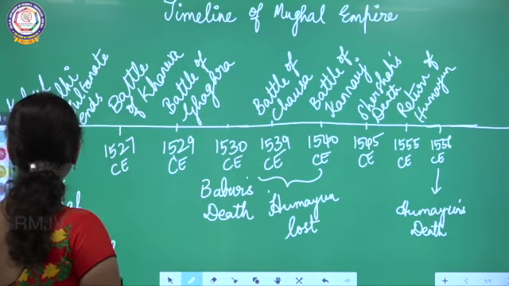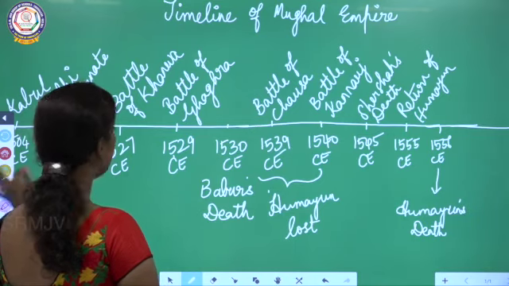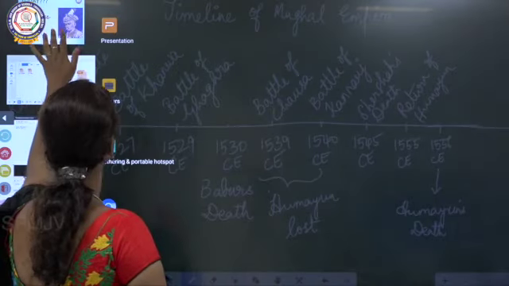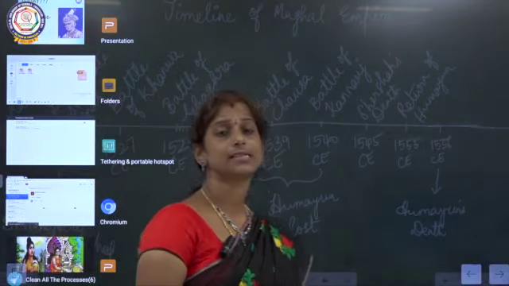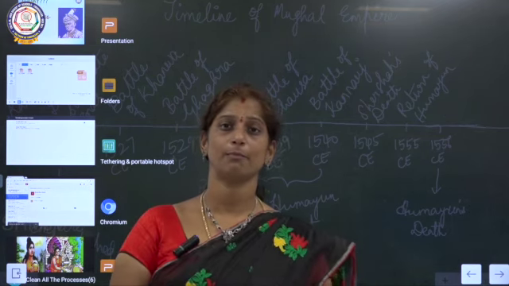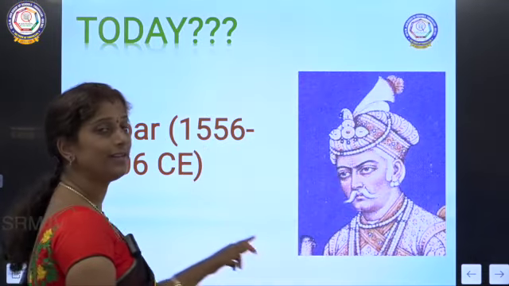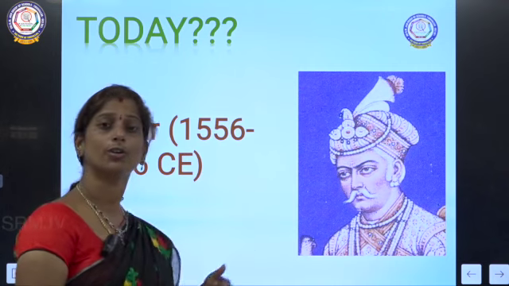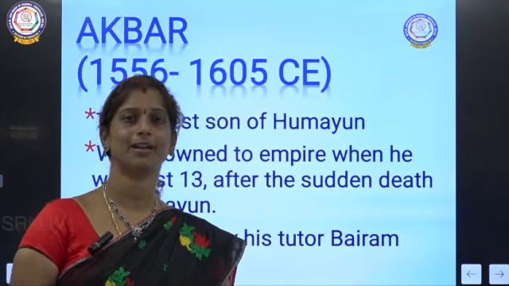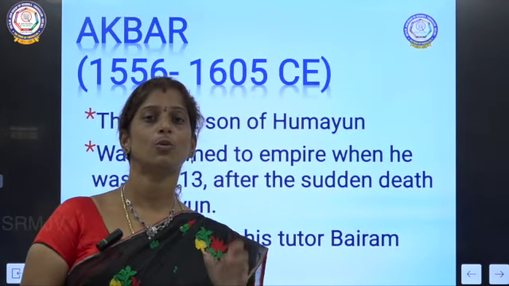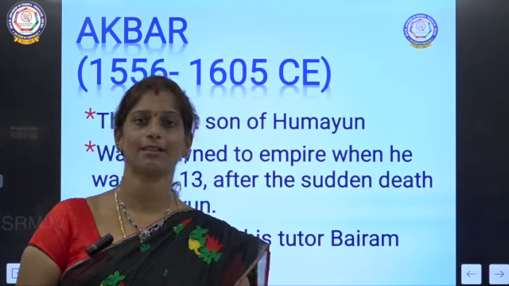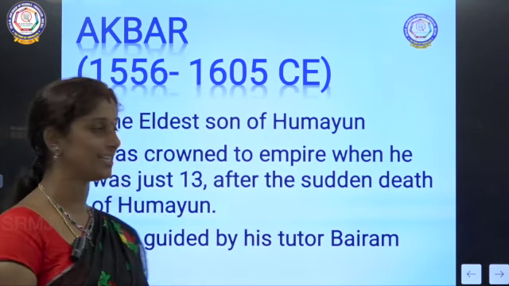After Humayun's death, his eldest son Akbar came to power. We are going to see about Akbar and what are all the measures taken by Akbar, how was the rule, how was the empire, how was the country during the rule of Akbar, in this session.